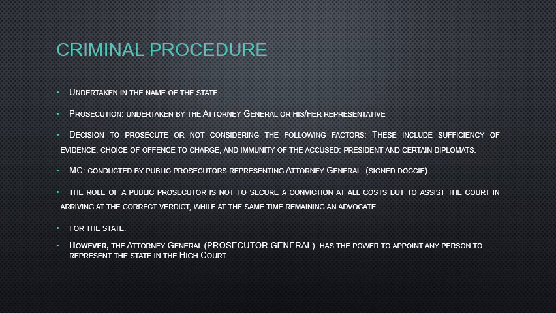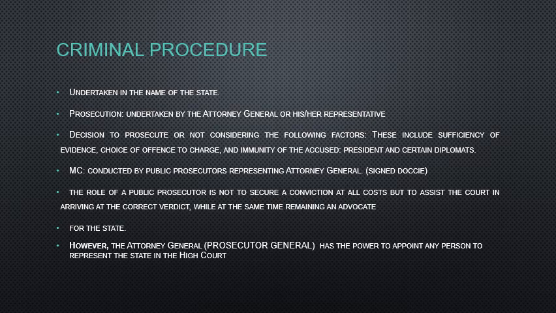We have prosecution, the prosecutor who comes in the name of the state. So the prosecutor, under the authority given by the prosecutor general or attorney general, would prosecute an accused in court. The decision to prosecute or not considers the following factors: the sufficiency of evidence, the choice of offense to charge, the immunity of the accused.